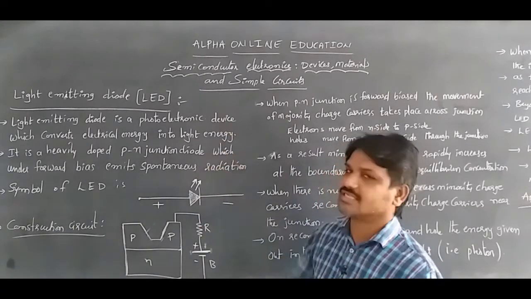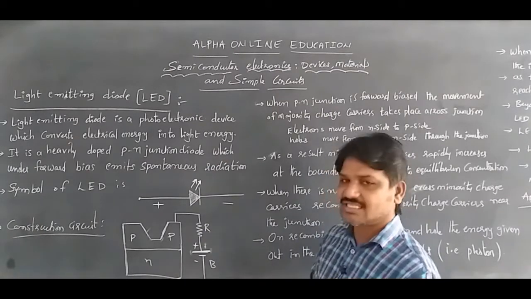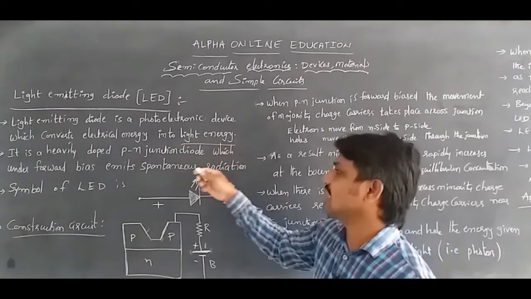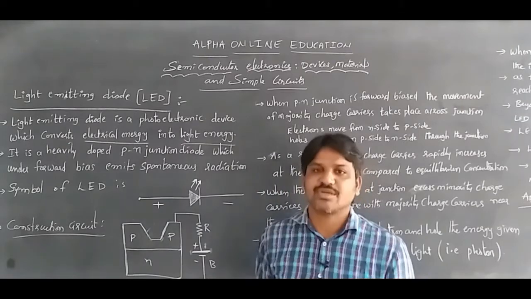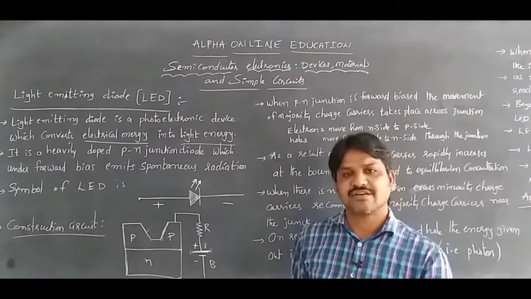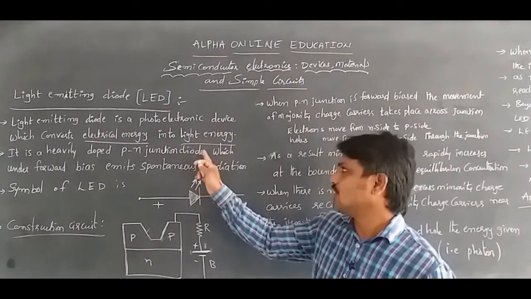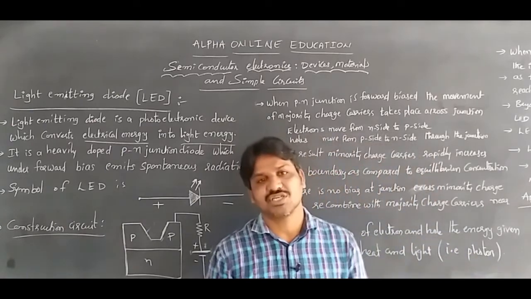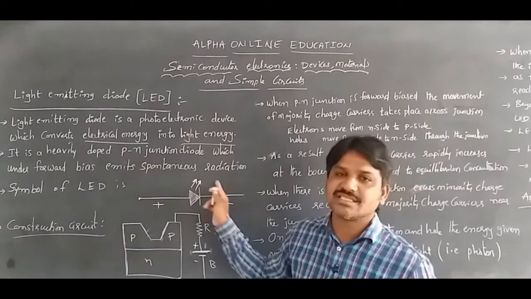A light emitting diode is a photoelectronic device which converts electrical energy into light energy. It is a heavily doped PN junction diode which, in forward bias, emits spontaneous radiation.